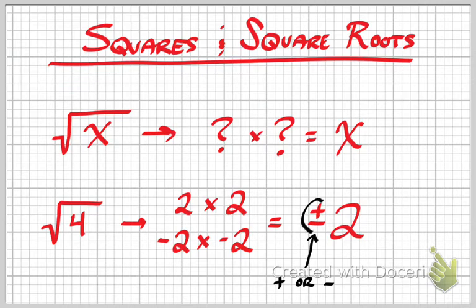It's really important that you have this in your answer, or else your answer is only half correct. You've only shown half of what the actual answer is. So, for example, square root of 16 would be plus or minus 4. We know 4 times 4 is 16, and we know negative 4 times negative 4 is 16.